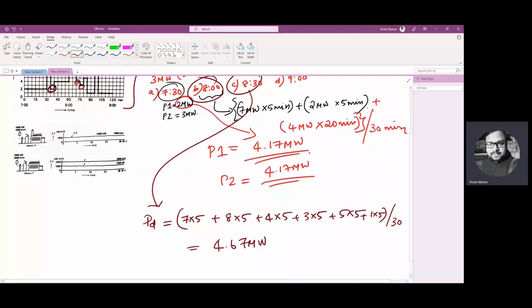So again at 8:30, both the pointers have moved up from 4.17 to 4.67. So this is how the demand meter measures the maximum demand and the average demand during a time period. So similarly, you can find it for 9 also. That I'm not writing here. You can find it.